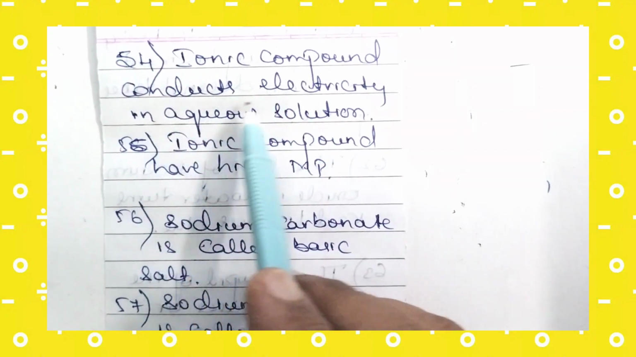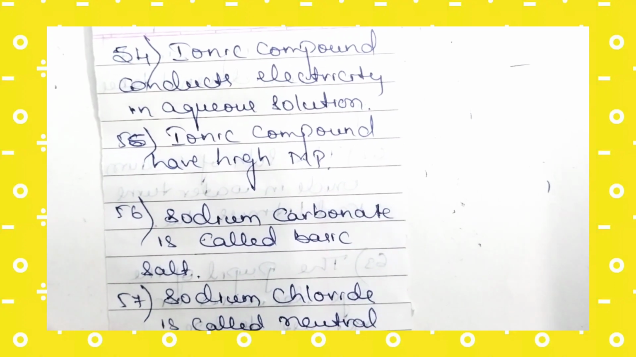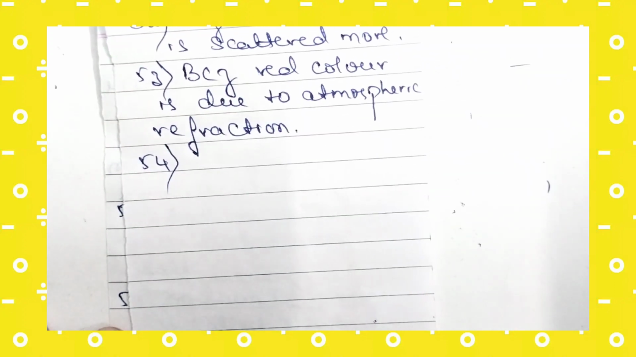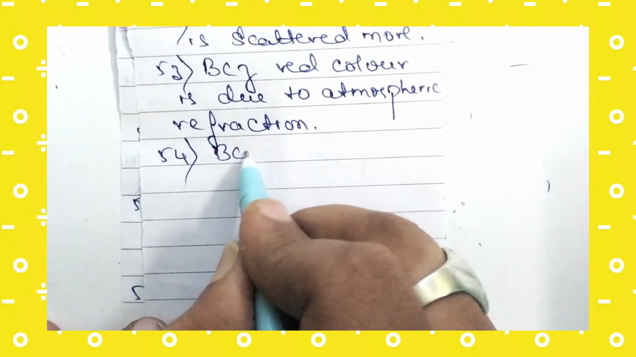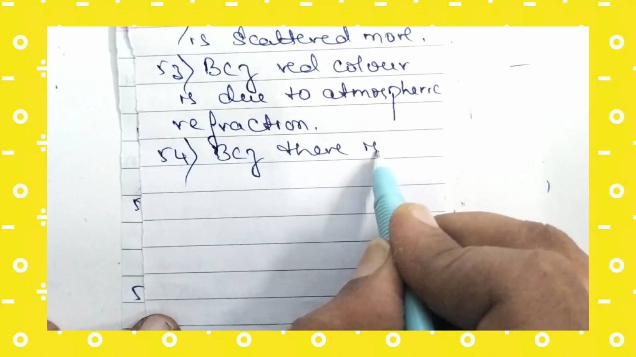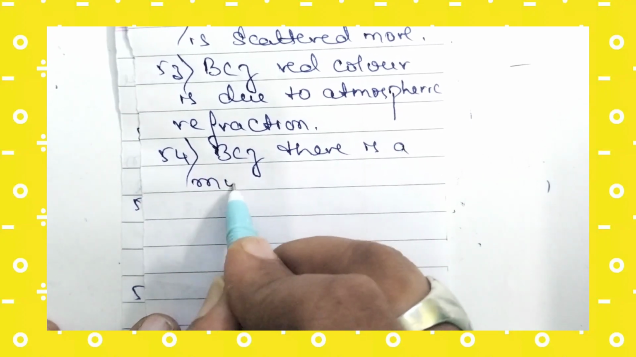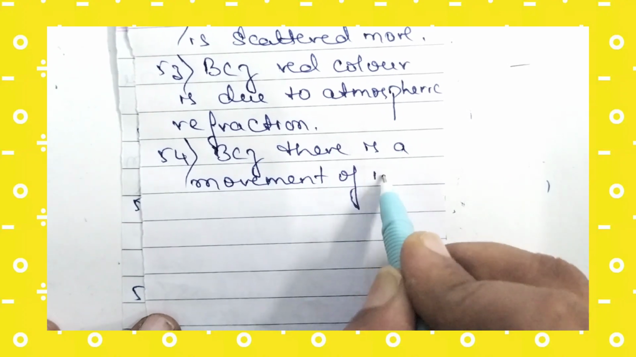Now let us move for 54th question. Ionic compound conduct electricity in aqueous solution. So now let us answer 54th. Because there is a movement of ions.